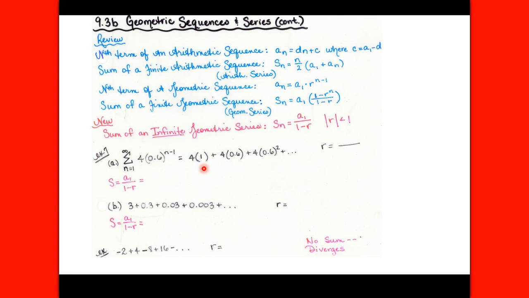All right? Then we're going to plug in 2. So if we do 2 minus 1, then that's going to give me 0.6 to the 1. And then we plug in 3. 3 minus 1 is going to give me 0.6 to the 2, and then 0.6 to the 3, and 0.6 to the 4. We could just keep right on going.